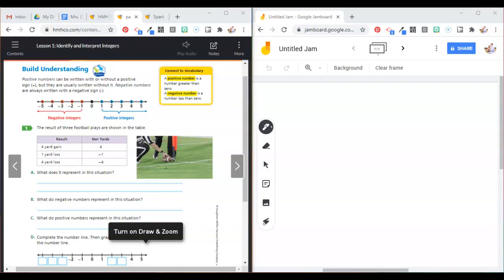Hey guys, today we're going to be looking at lesson 1, identify and interpret integers, and you can find this starting on page 6 in your book. So we're looking at pages 6, 7, and 8.